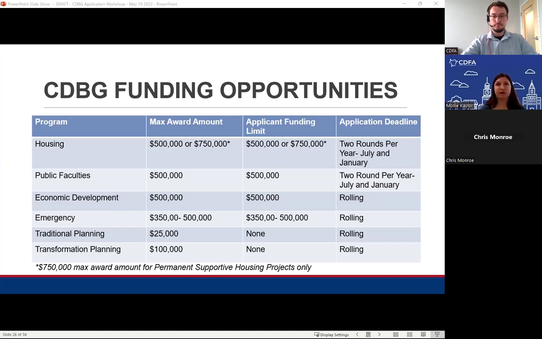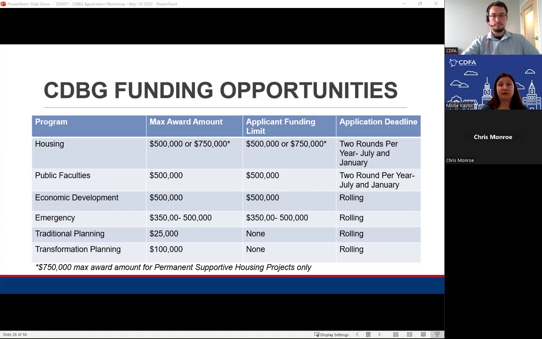Sometimes, say a larger city might have one project come in at $500,000, and that means they can't fund another public facilities project again until the next CDBG program year. But sometimes there are projects that don't need that full amount. So one project might need $250,000 and another project might need $250,000. In that case, they could potentially apply for and get funding for both those projects.